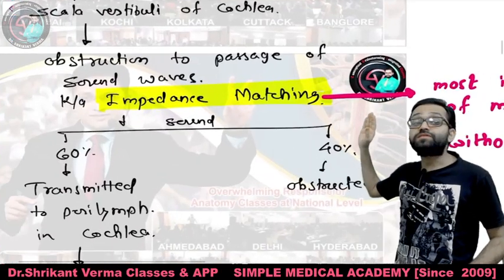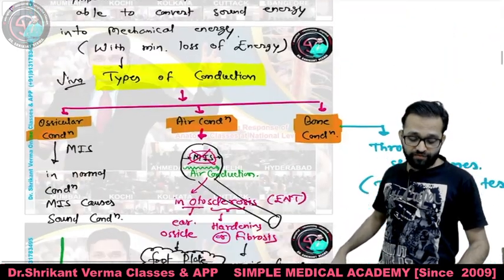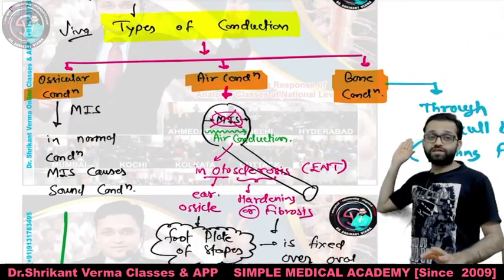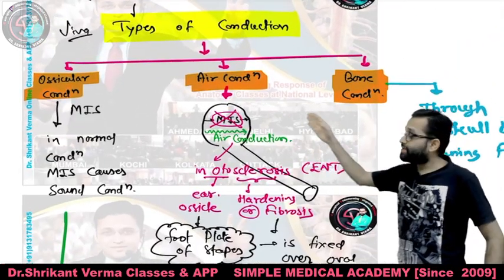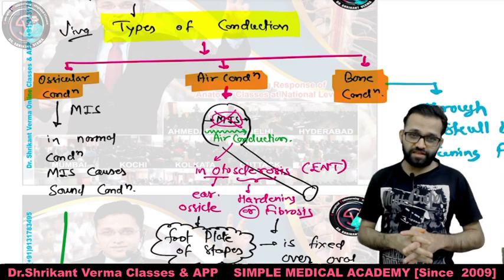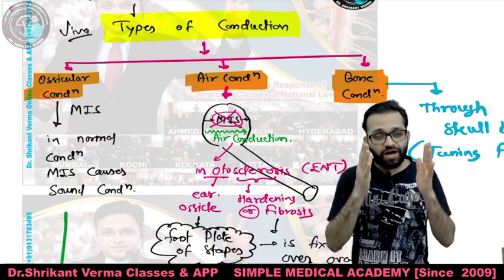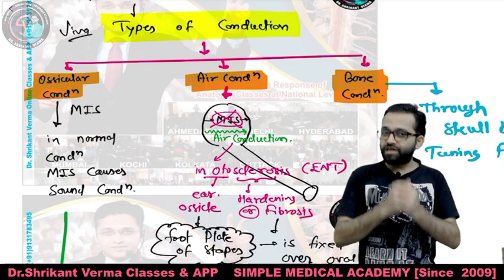Also we described the impedance matching, which is our viva question, and after that the different types of conduction: ossicular conduction, then air conduction and then bone conduction. Three types of conduction are there. You have to know this conduction properly, otherwise we will be unable to understand audiometry tests in our ENT properly.